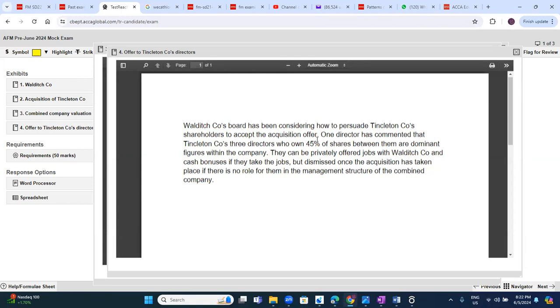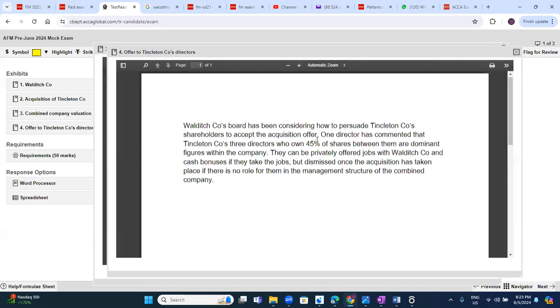What I'm doing, in order to convince you people, I am offering future jobs in the combined company for you. Plus, I'm also giving you an incentive that I will pay you a cash bonus if you join the combined company. So if you are convinced by my offer, you will convince the shareholders and the merger will happen. So this is unethical from the perspective of the acquirer.